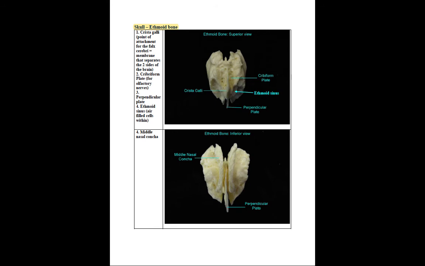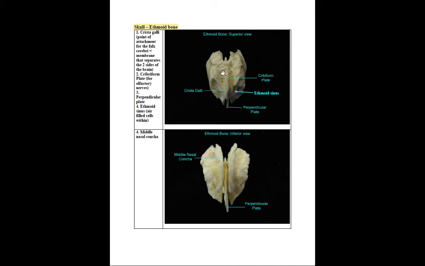So now let's do the last bone here, which would be the ethmoid bone. And the ethmoid bone, you have to know just a few features here. So you've got the crista galli. The crista galli is actually the point of attachment for the falx cerebri. And the falx cerebri is just a membrane that separates the two sides of the brain. It's part of the dura mater, so you'll get to that a little later in lecture. So again, that's the importance of the crista galli.